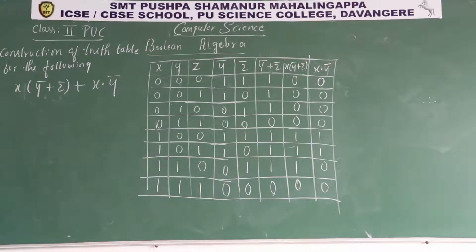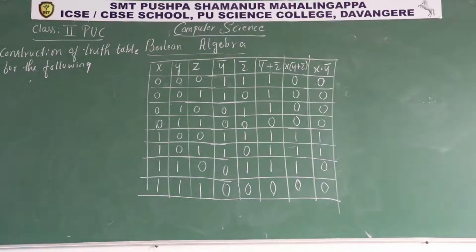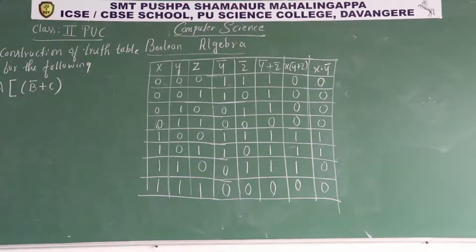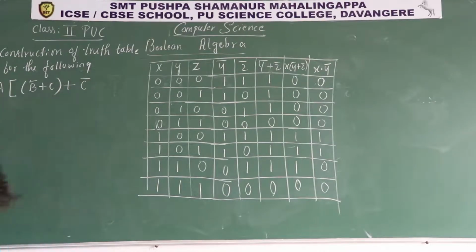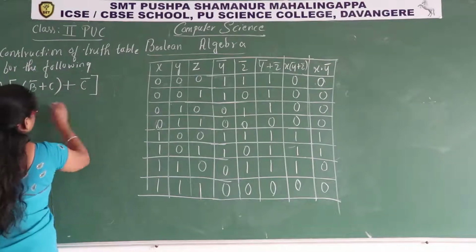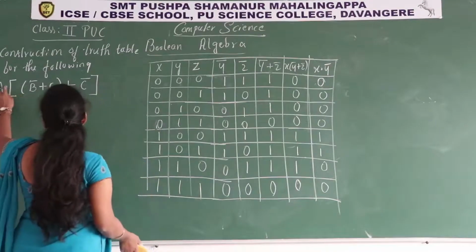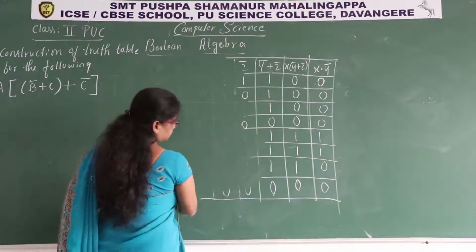Next, A into B bar plus C, B bar plus C plus C bar plus C bar, in brackets. If it is a square bracket also, when there is a bracket here, the dot operator, that is logical AND operation.